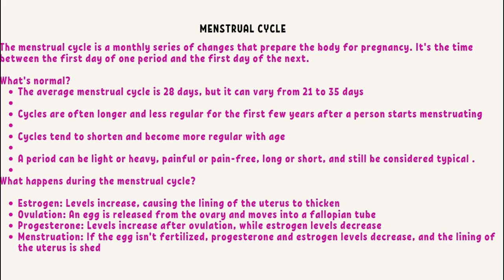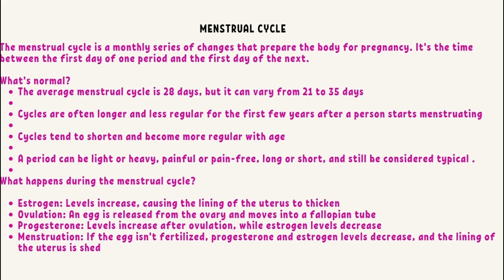So what happens during the menstrual cycle? Once you're talking about the menstrual cycle, two very important hormones you have to talk about are estrogen and progesterone. When estrogen levels increase, they cause the lining of the uterus to thicken, right? Then at ovulation, the egg is released from the ovary and moves into the fallopian tube. So now what the body is expecting is, oh, I'm going to get an egg, the egg will implant, and you'll get pregnant.